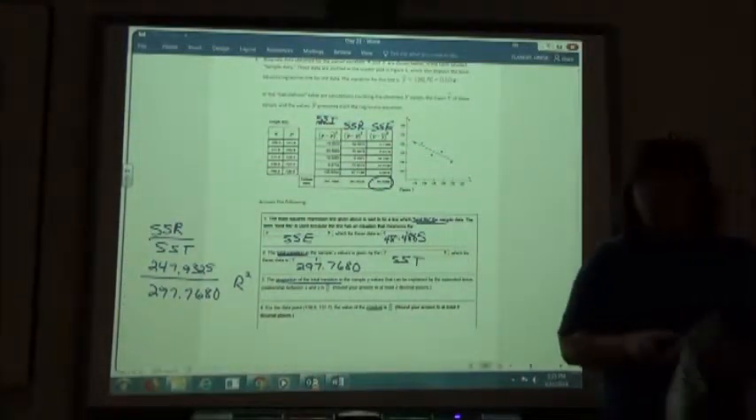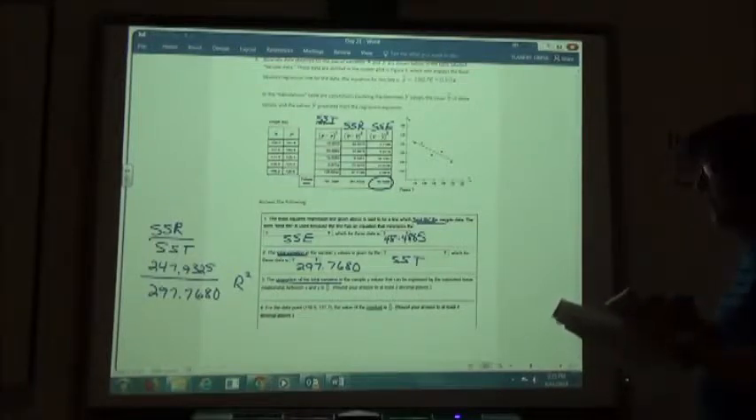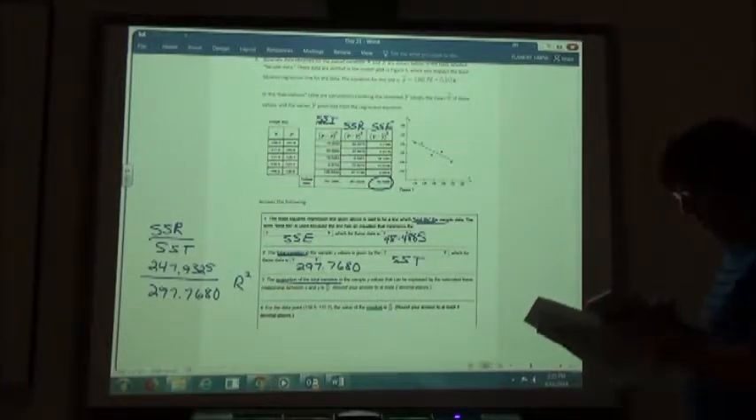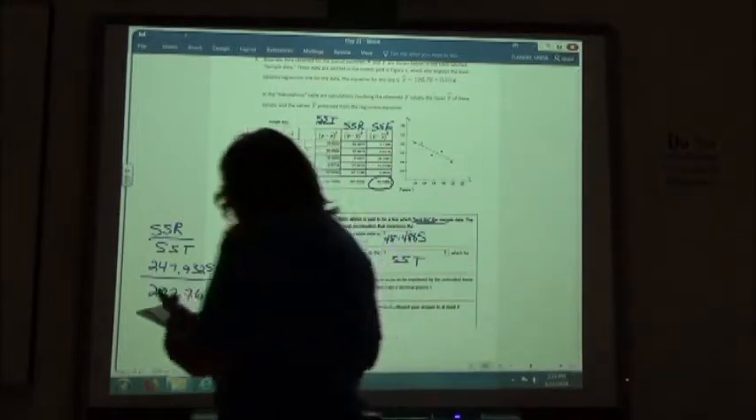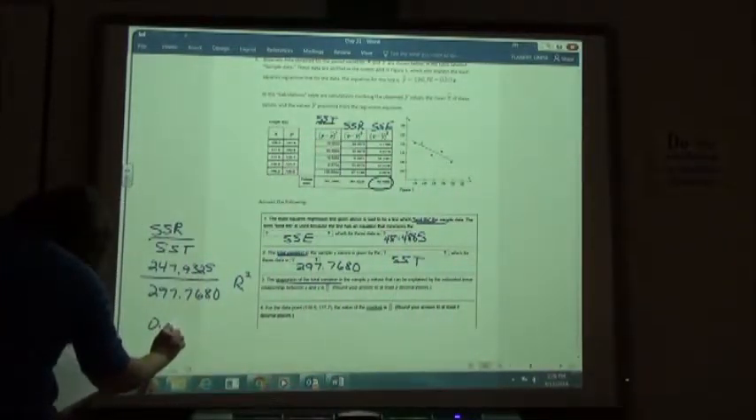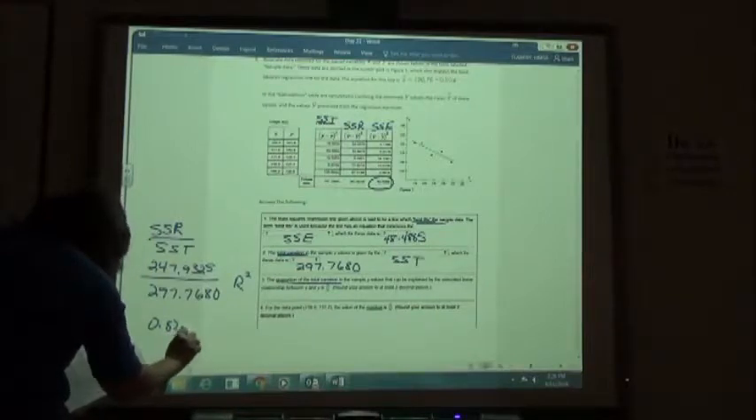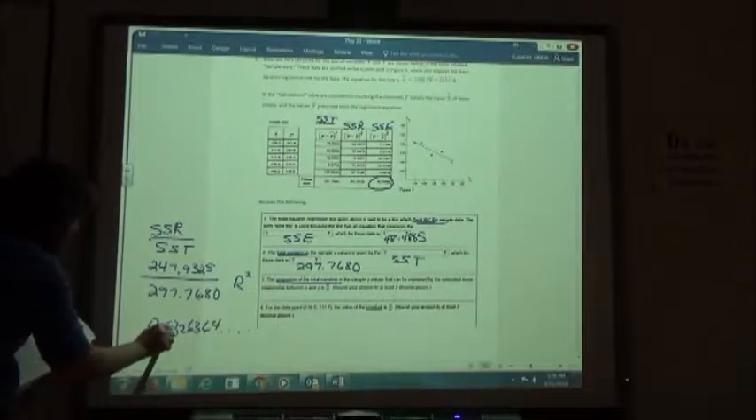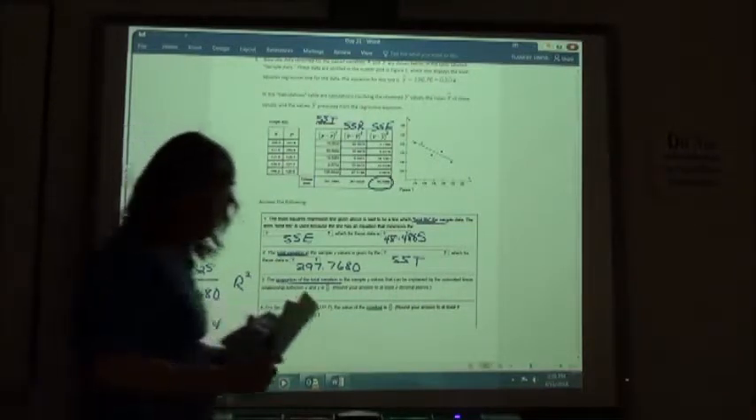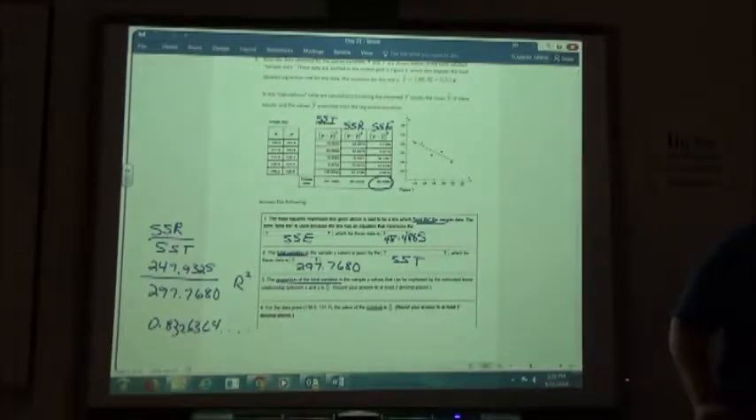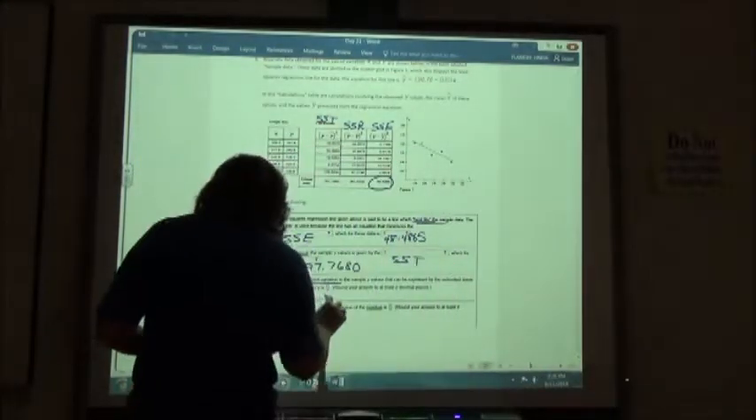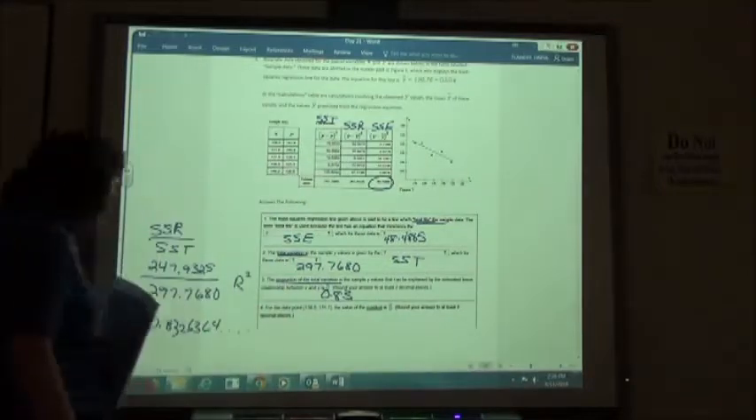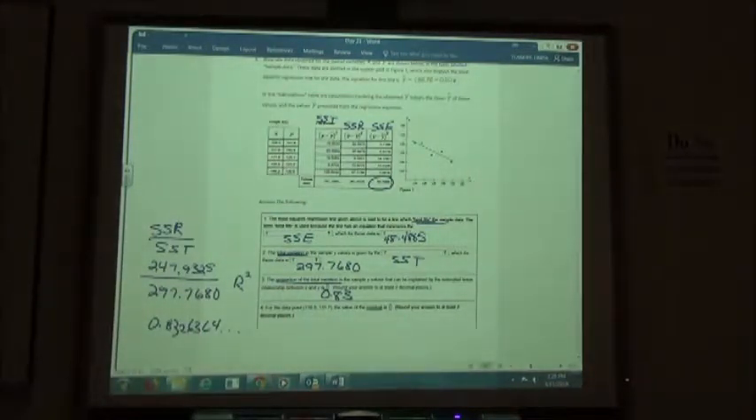And so, I'll just grab my calculator and punch that in. 247.9325 divided by 297.7680. That gives me 0.832634... So, rounding that off to 2 decimal places, we know that we're going to use 0.83. Last one is where we're calculating that residual.